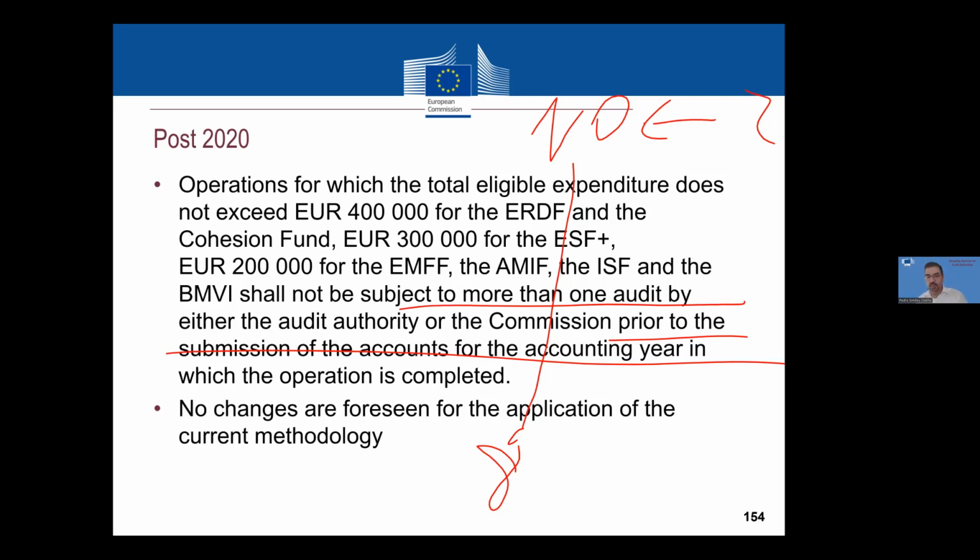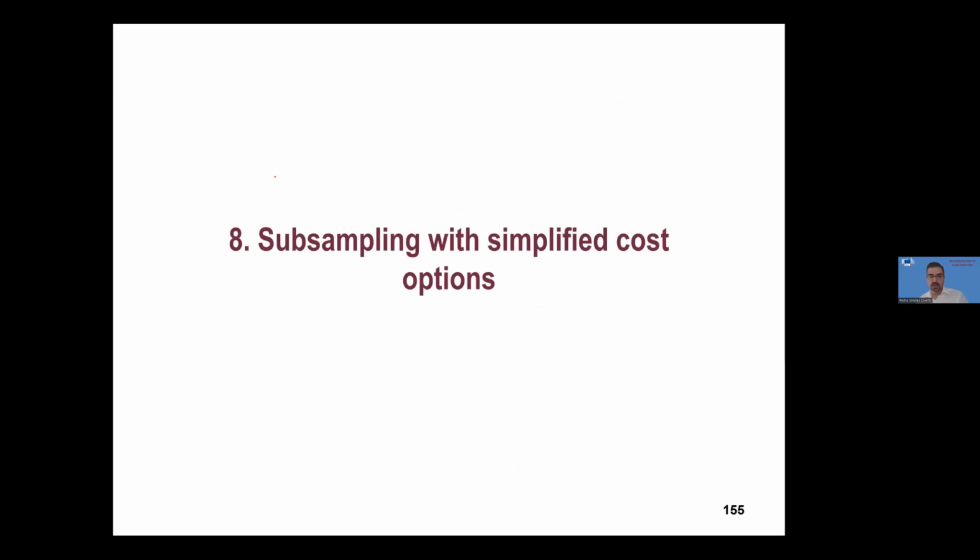So we are progressively entering into more confusing stuff. Next topic is subsampling with simplified cost option.